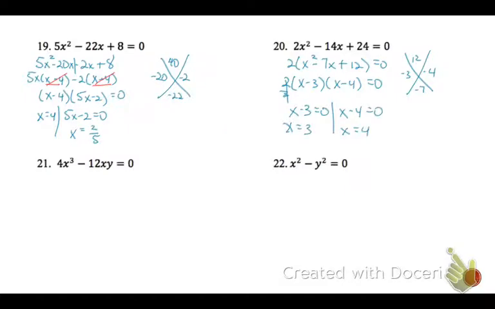Now number 21, we have variables other than x and y, and we're not going to solve, we're just going to factor what we can. So notice we can factor out a 4 and an x, and we're left with x squared minus 3y. That's all we can do. Now, number 22, we are not going to solve, so we're going to ignore the equal 0. Notice that we have a difference of squares, an x that's being squared and a y that is squared. So you can rewrite that as x plus y times x minus y.